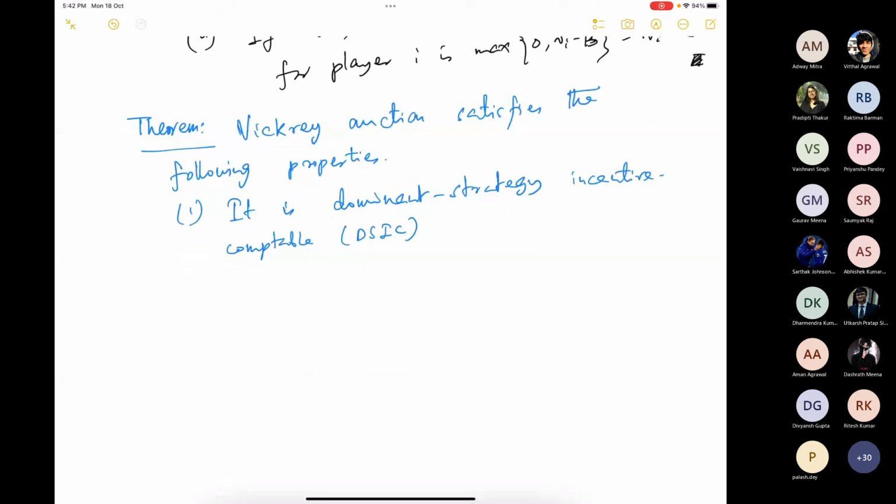Whenever a system is dominant strategy incentive compatible, such a system is very easy to reason about. It is very easy to predict for players. It is very easy to participate in such a system, and for the system designer also it is much easier to argue or predict how the system will behave.